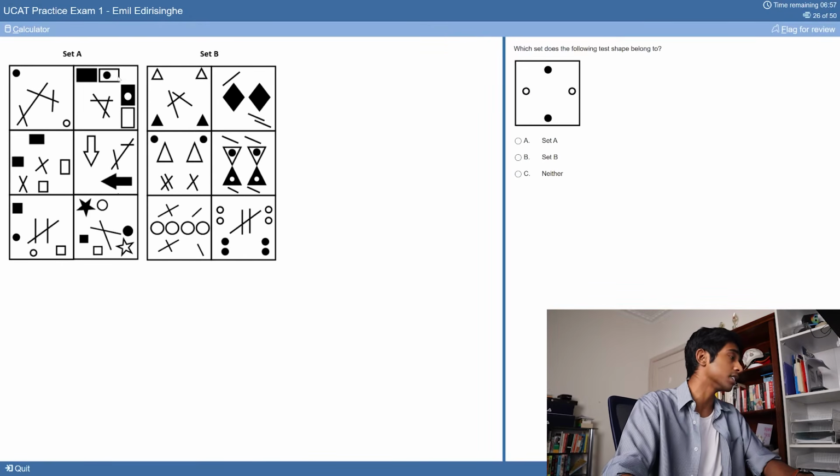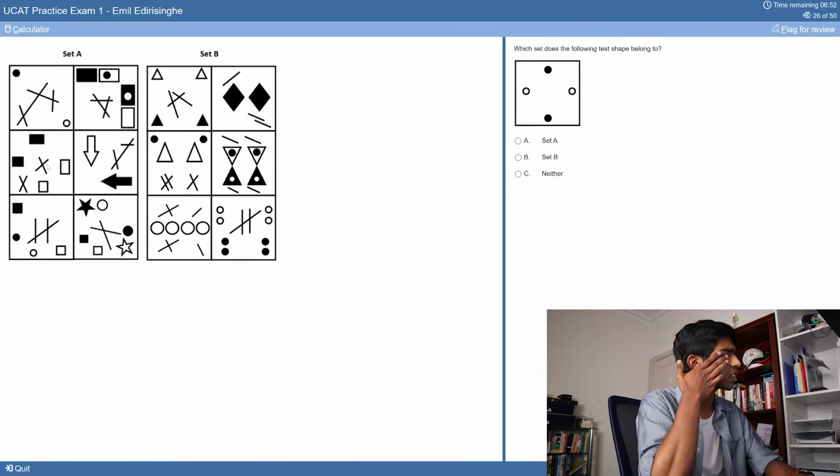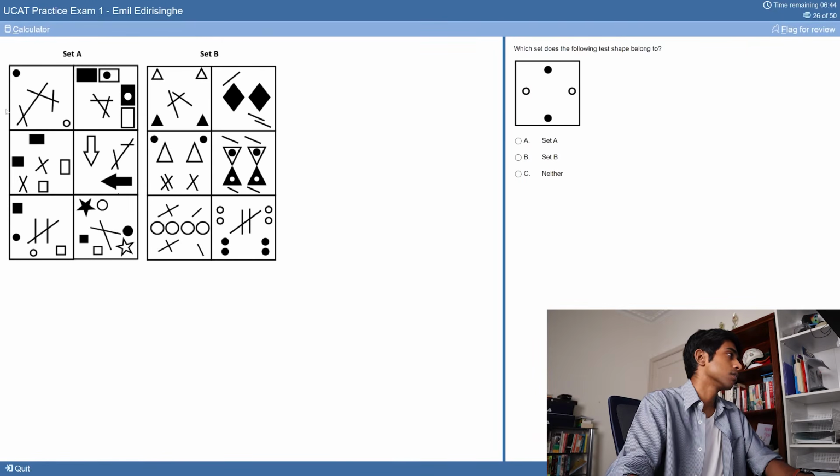This one thinking intersections again. 1, 2, 3, 1, 2, 3, 1, 2. So probably not intersections. Okay, I'm not so sure about this one, so I'll just go A.